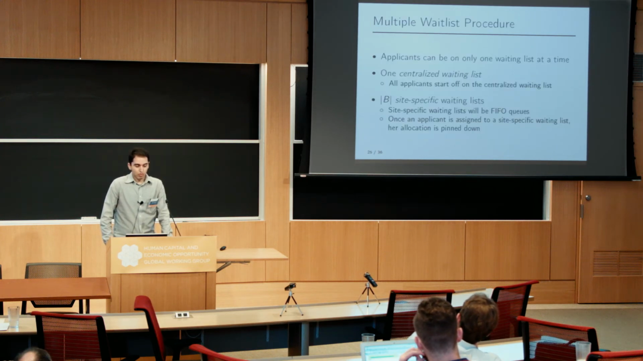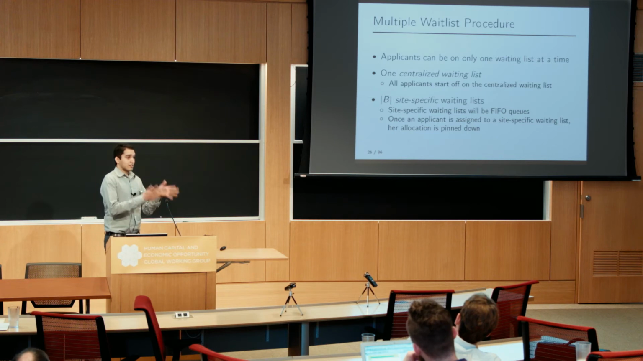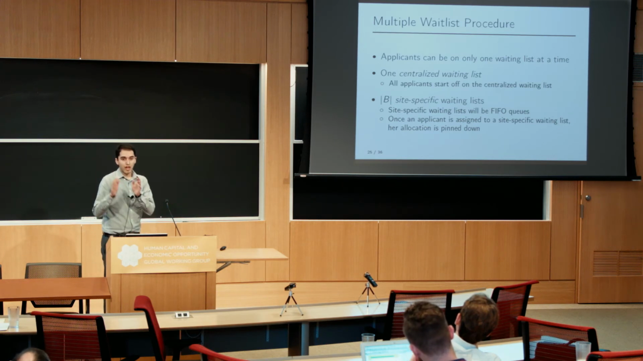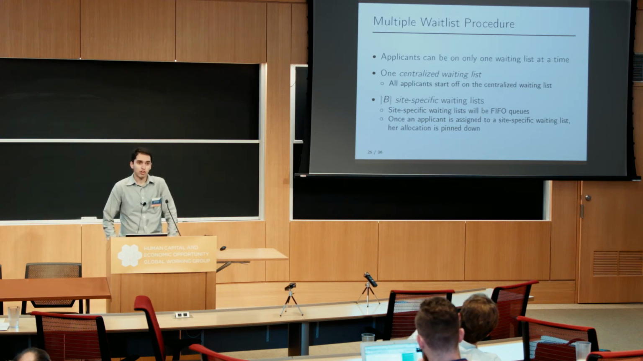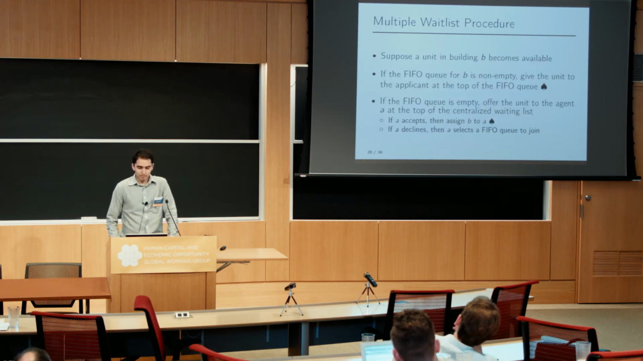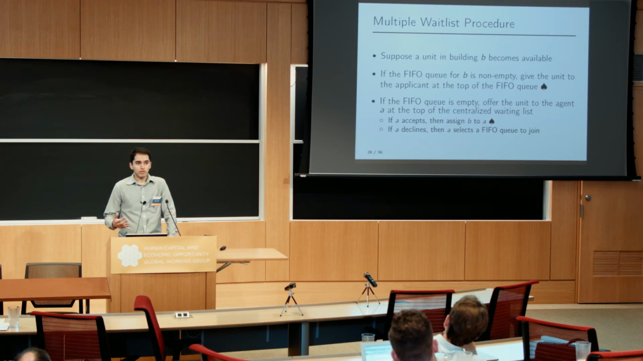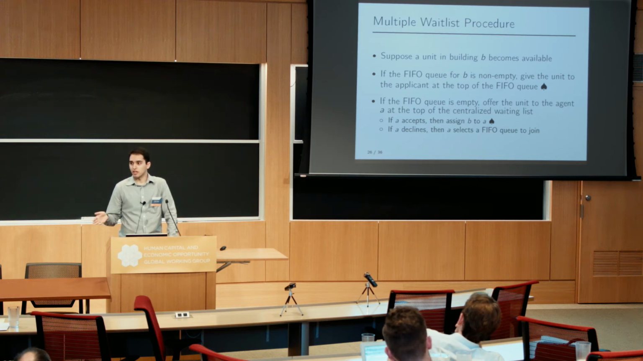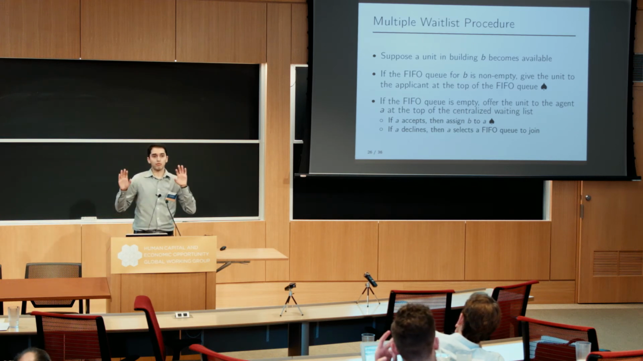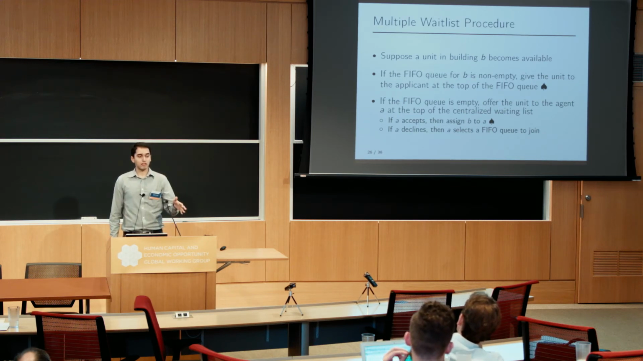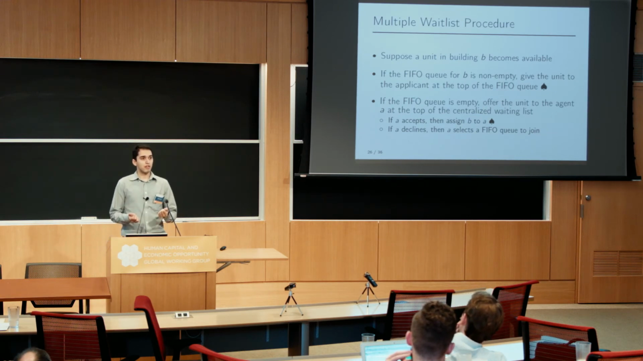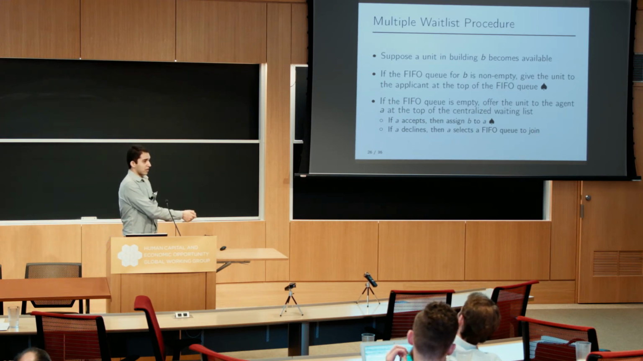So the multiple waitlist procedure, we have a set of waiting lists. We have a centralized waiting list, and then we have a number of site-specific waiting lists, one for each building you can think of. And so all applicants are going to start on this centralized waiting list, and once you get to the top of this waiting list, once a unit becomes available, you make an offer to whomever is at the front of the site-specific waiting list for that unit. So if we have 3 units, A, B, and C, and the queue for unit A is empty and a unit A arrives, then we can offer to the agent on the centralized waiting list.